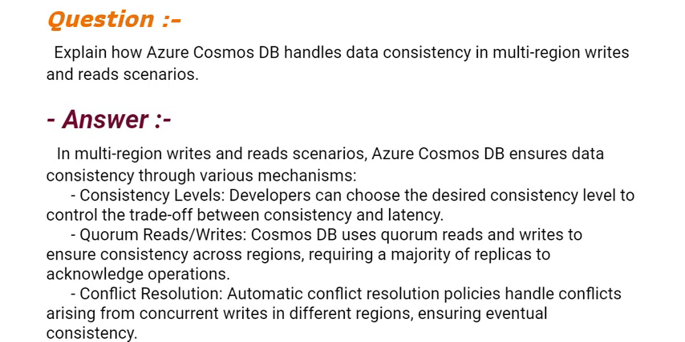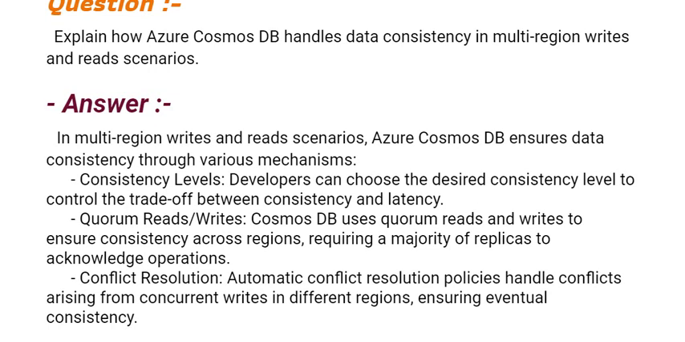The second one is quorum reads and writes. Cosmos DB uses quorum reads and writes to ensure consistency across regions, requiring a majority of replicas to acknowledge operations. And the third one is conflict resolution. Automatic conflict resolution policies handle conflicts arising from concurrent writes in different regions, ensuring eventual consistency.